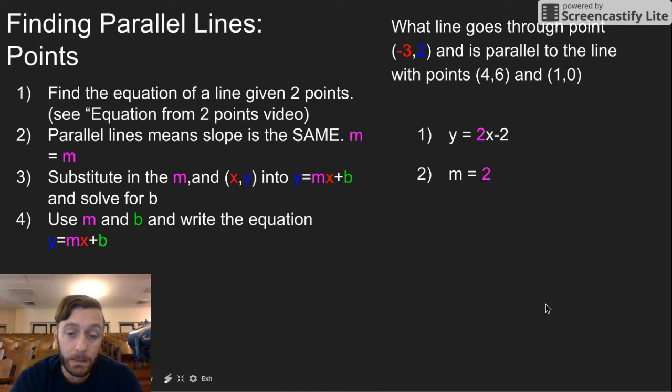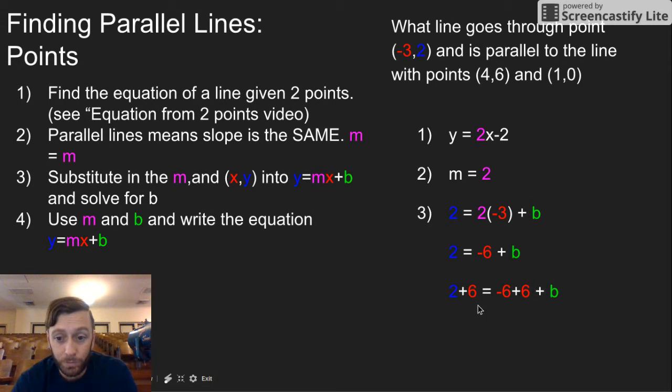Slope is 2. Now we can substitute in the given x, y, and the m we just got from step 1 into the equation, y equals mx plus b, and we get 2 equals 2 times -3 plus b. Right. 2 equals -6 plus b. How do we get b by itself? We need to add 6 to both sides. I've got 2 plus 6 equals -6 plus 6 plus b, giving me 8 equals b for a final equation of, here's my b value, here's my m value, y equals 2x plus 8.